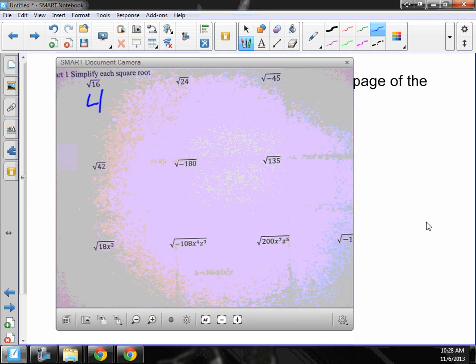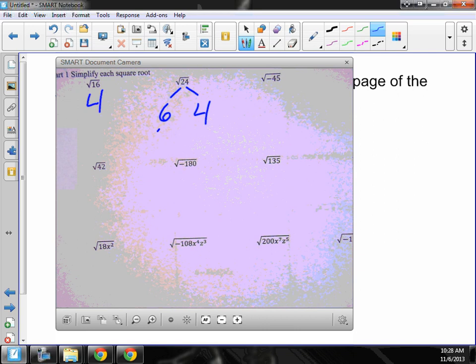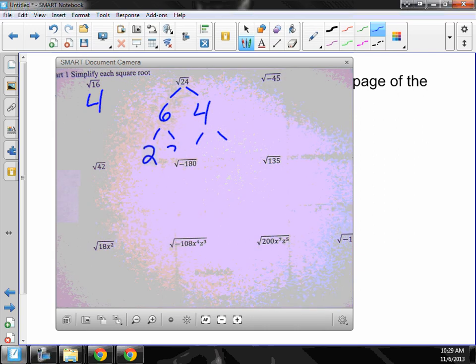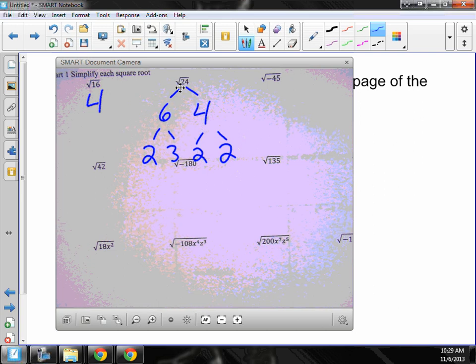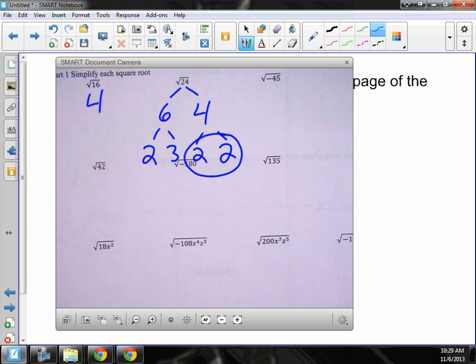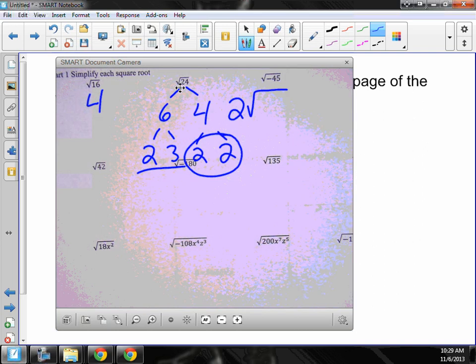So what are two numbers that multiply to be 24? 6 and 4. 2 and 3, 2 and 2. What am I looking for? I'm looking for a pair. So I have a pair of 2s, and what do I have left over? A 3 and a 2. So for every pair, you bring out 1. I have a pair of 2s, so I'm allowed to bring out a 2. So 2 square root. I have a 2 and a 3 left over, so 2 times 3 would be 6.